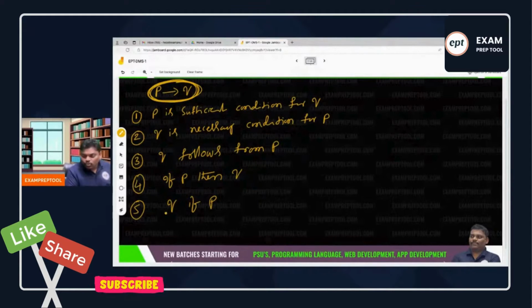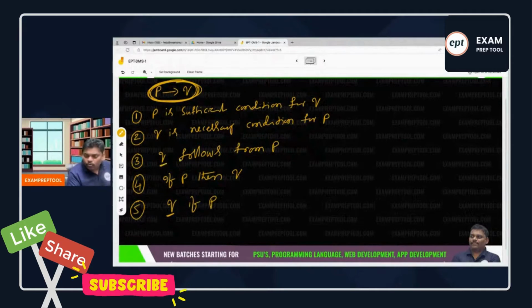Q is the answer if P. If P is true, Q is the answer. Indirectly, directly, all are the same. You got the Q from P. Q follows from P. Yeah, this is a very dangerous person. Very dangerous. Please be careful. The total story, the total chapter is decided by this person.